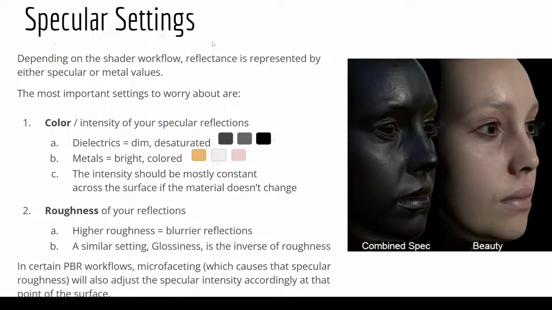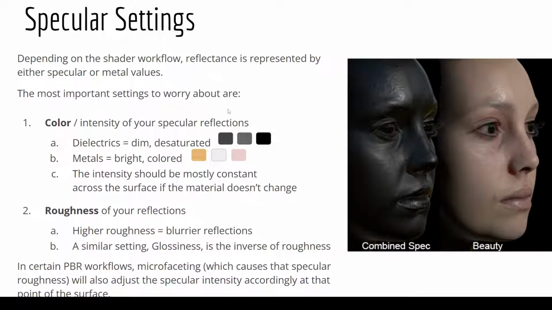So moving on to our specular material settings. One thing I do want to mention here, but we're not going to get into, is that depending on your rendering engine or your shader workflow, your specular reflections are either represented as specular values or with a metallic workflow. But we're not going to get into that. I just do want to mention that depending on your shader and your renderer, it might be calculating or describing specular in a different way.